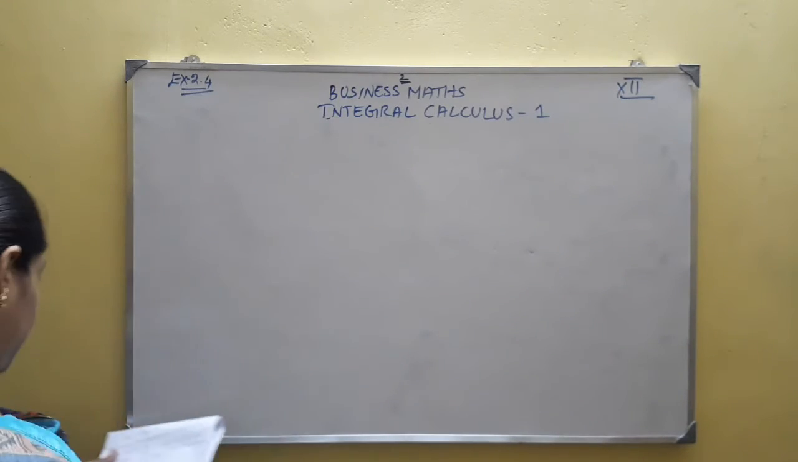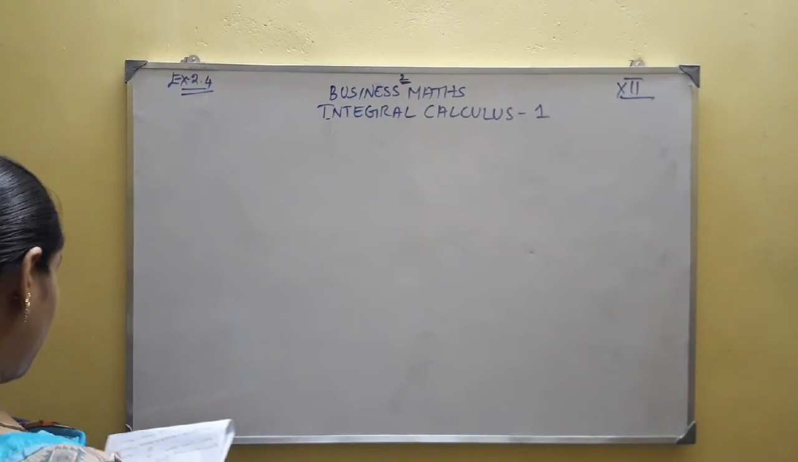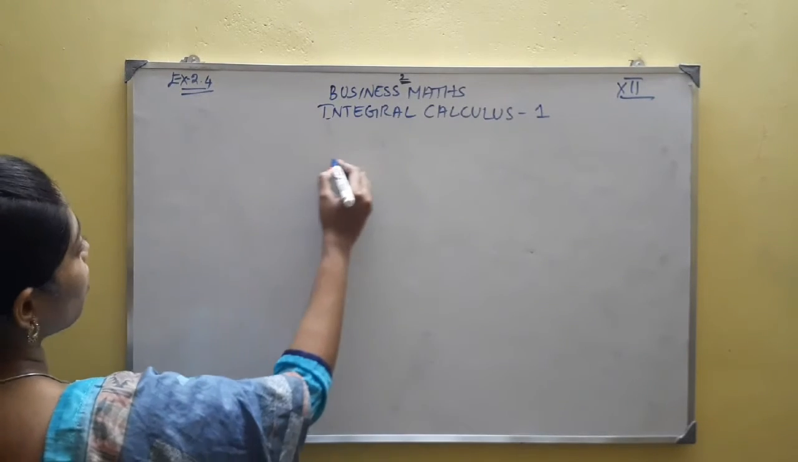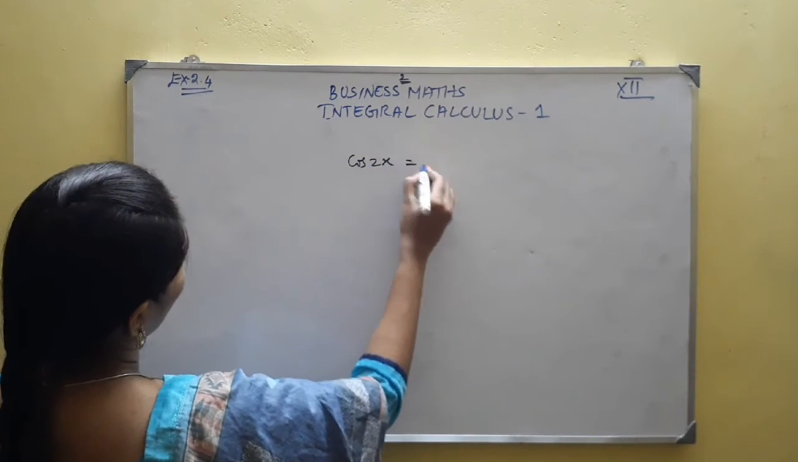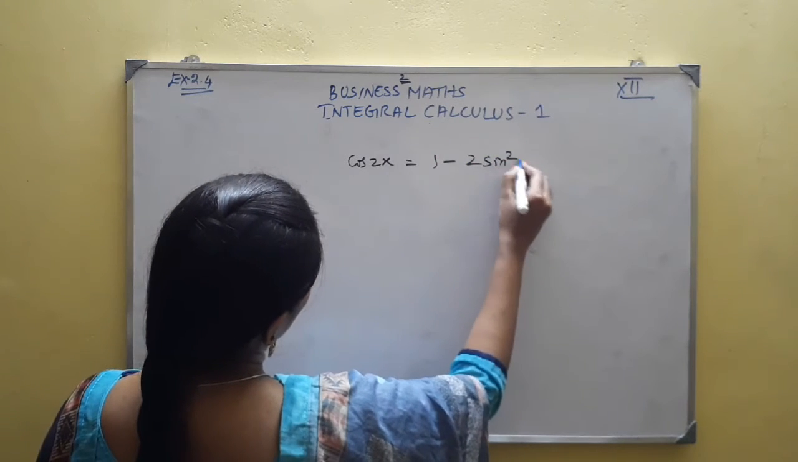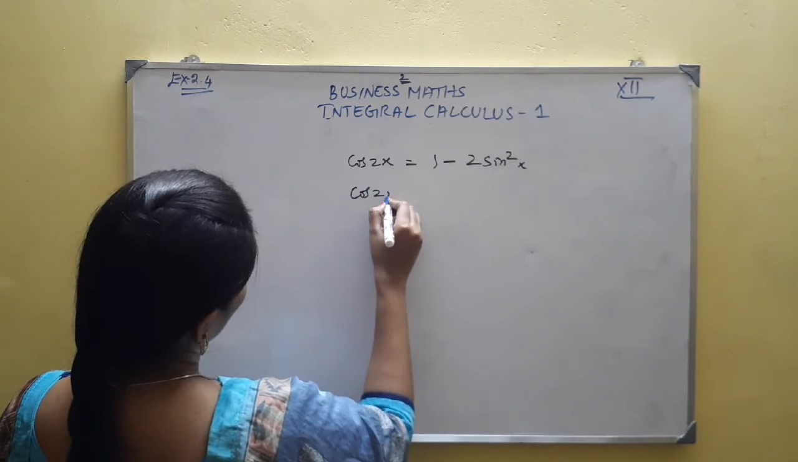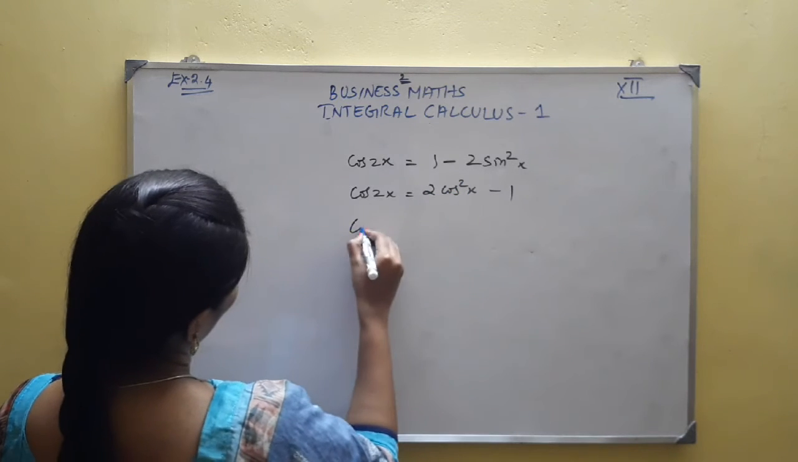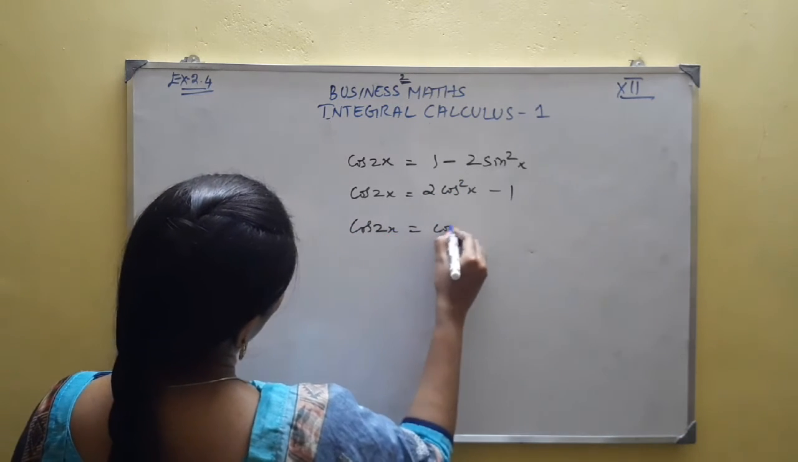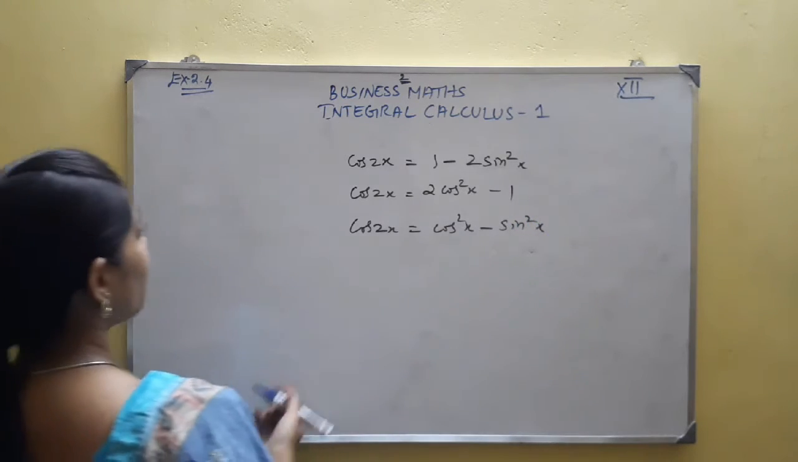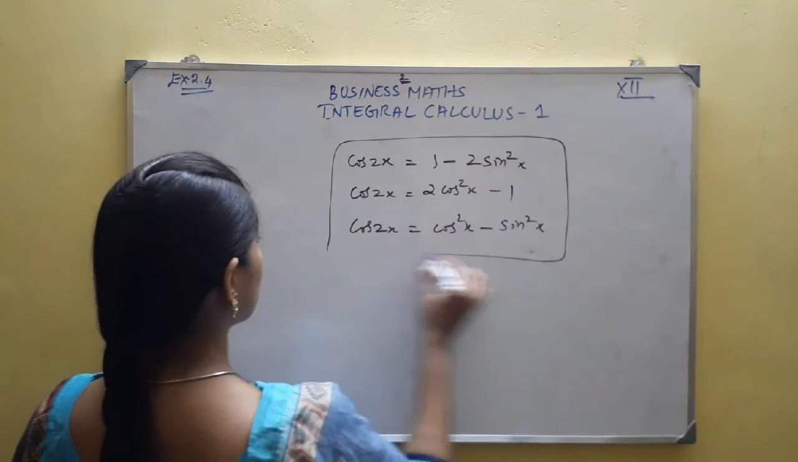Now seventh problem. Before going to the seventh problem, I give you 3 different formulas for cos 2x. Note it down. Cos 2x can be written as 1 minus 2 sine square x; cos 2x can be written as 2 cos square x minus 1; cos 2x can be written as cos square x minus sine square x. These three formulas are very much important.